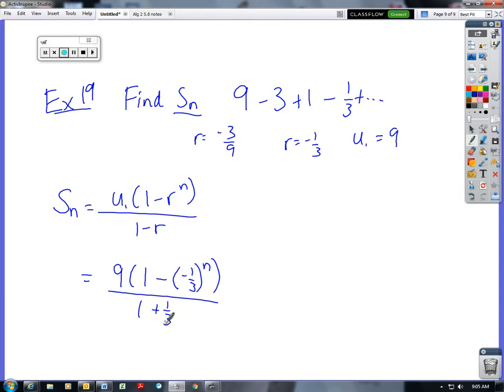And then what we'll end up doing is we can simplify. This is going to be 4/3, and then we can simplify it with a 9.